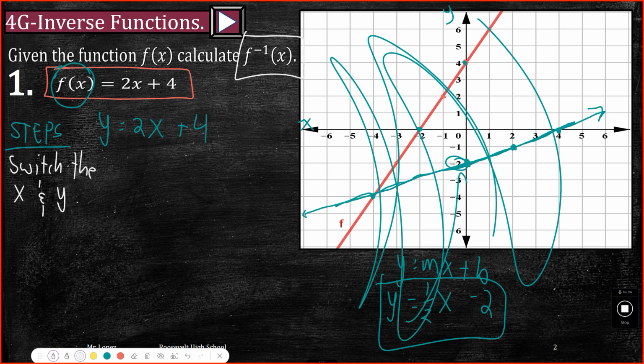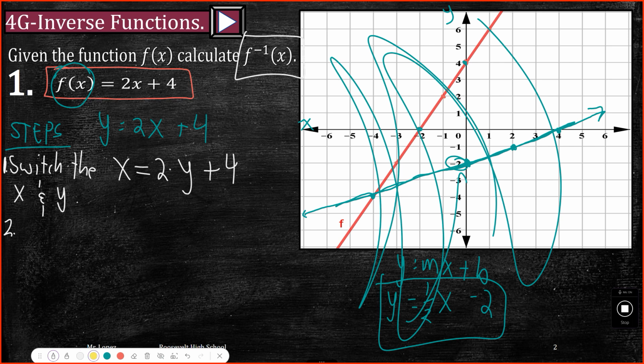All right, let's go ahead and do that. So y is going to become x, and then 2 times x is going to become y. Okay, that was step 1. I should put a 1 here. And then step 2.